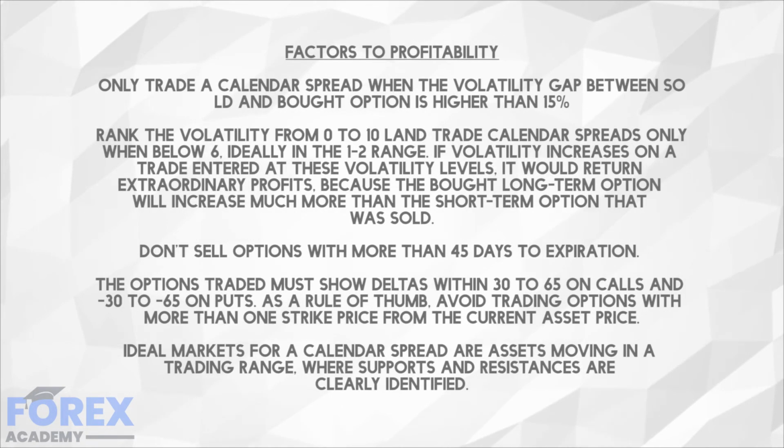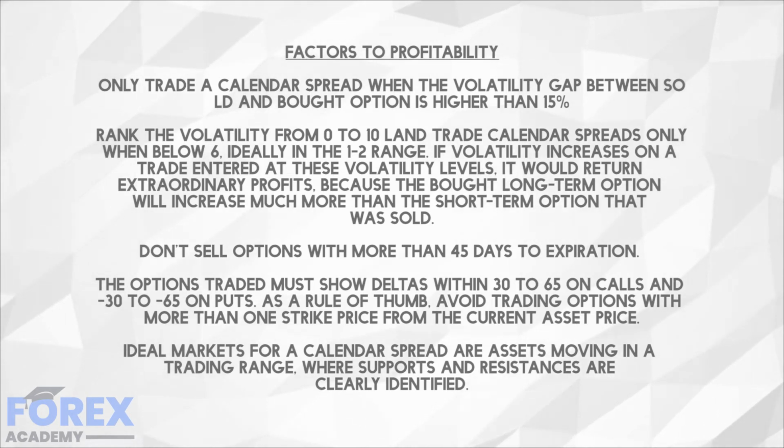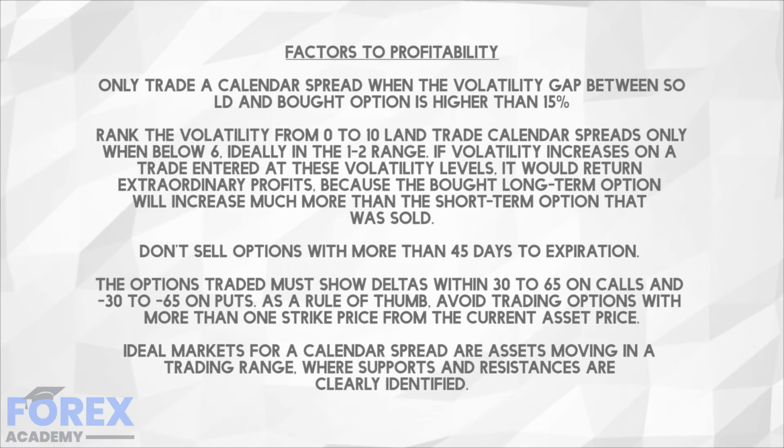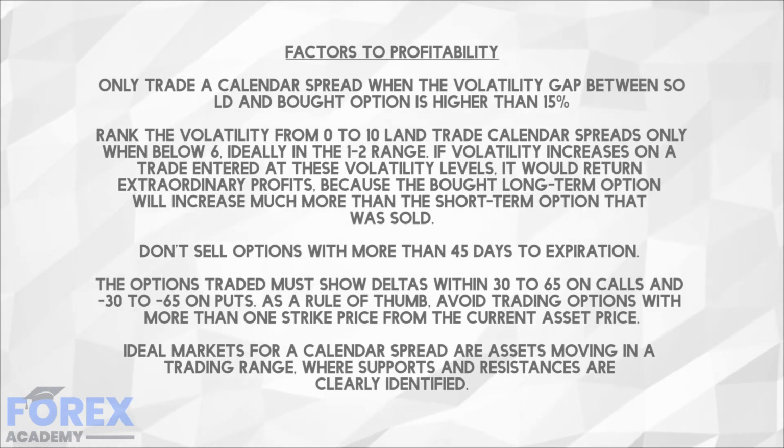Factors to profitability. According to J. Capel, to maximize profits we must consider the following. Only trade a calendar spread when the volatility gap between sold and bought options is higher than 15%. Rank the volatility from 0 to 10 and trade calendar spreads only when below 6, ideally in the 1 to 2 range. If volatility increases on a trade entered at these volatility levels, it would return extraordinary profits because the bought long-term option will increase much more than the short-term option that was sold.